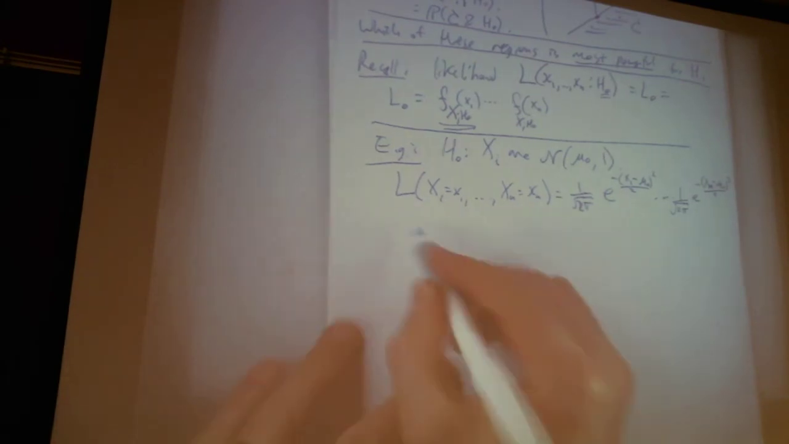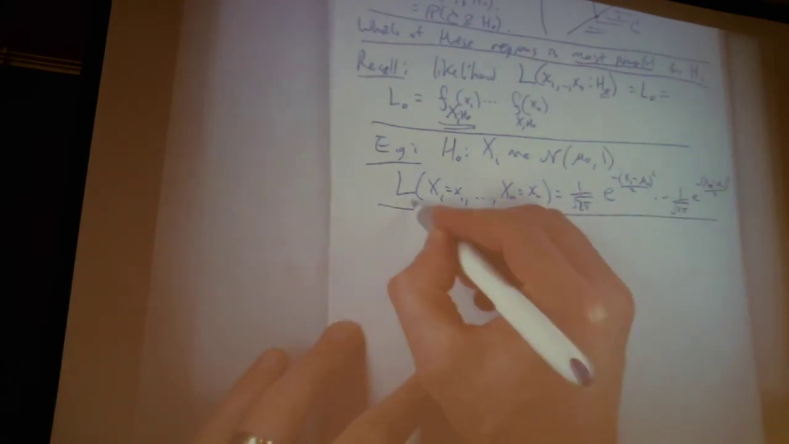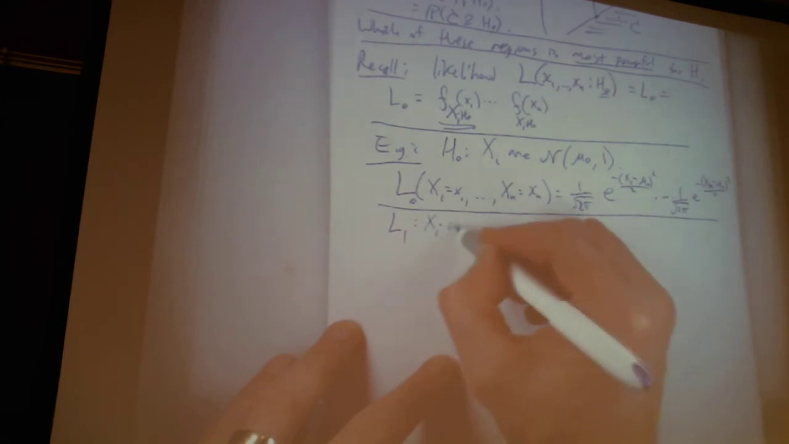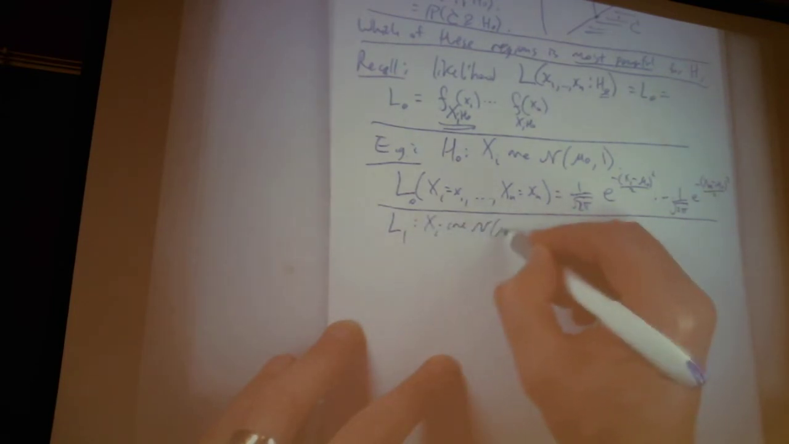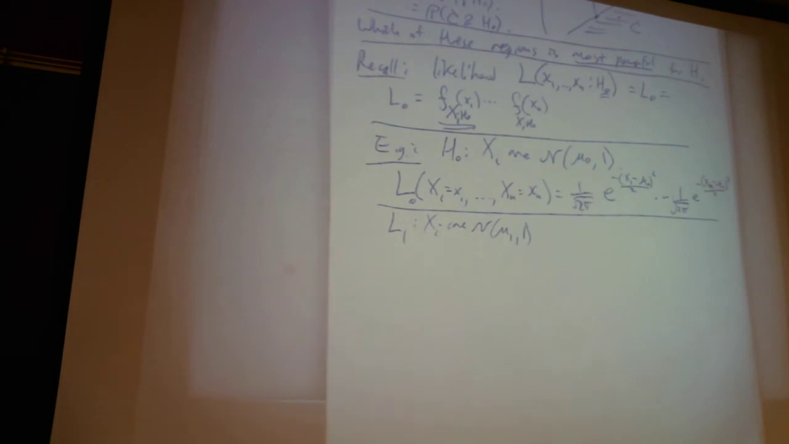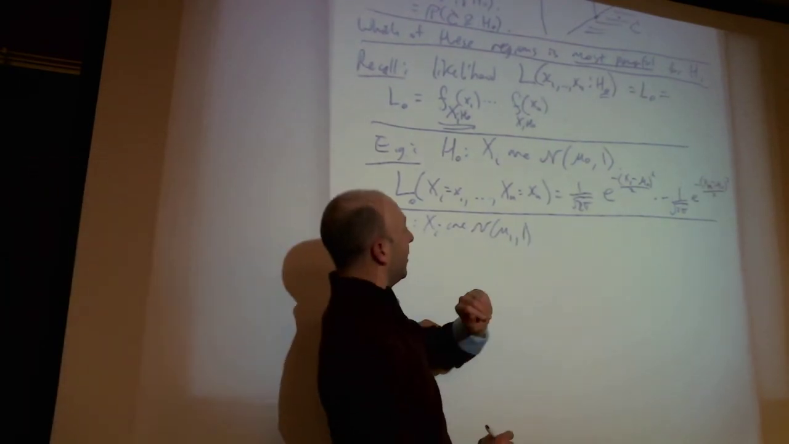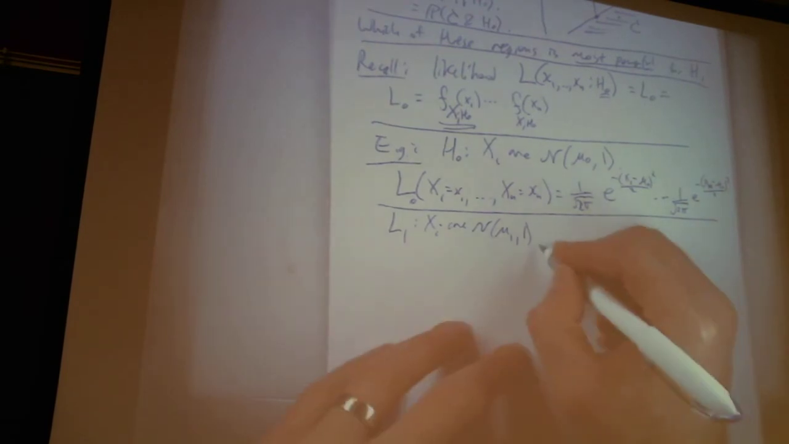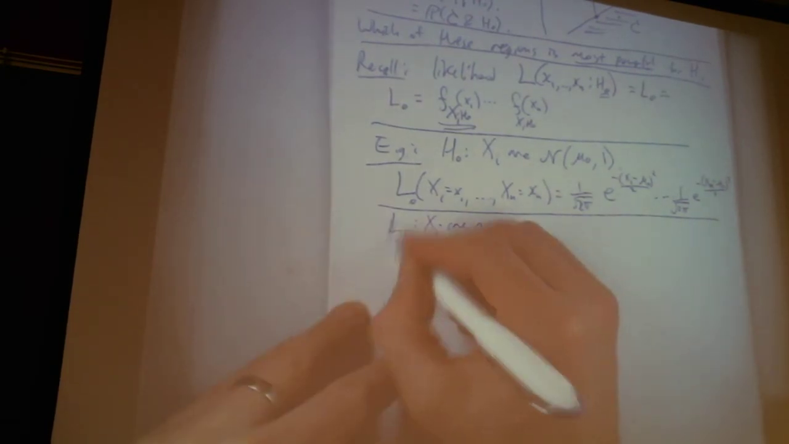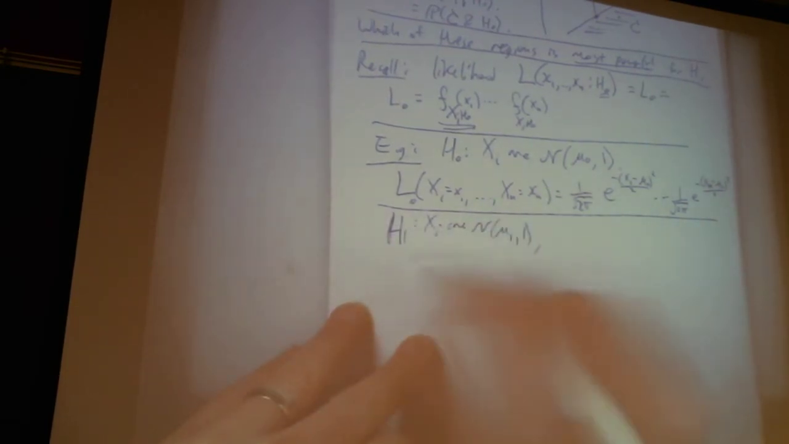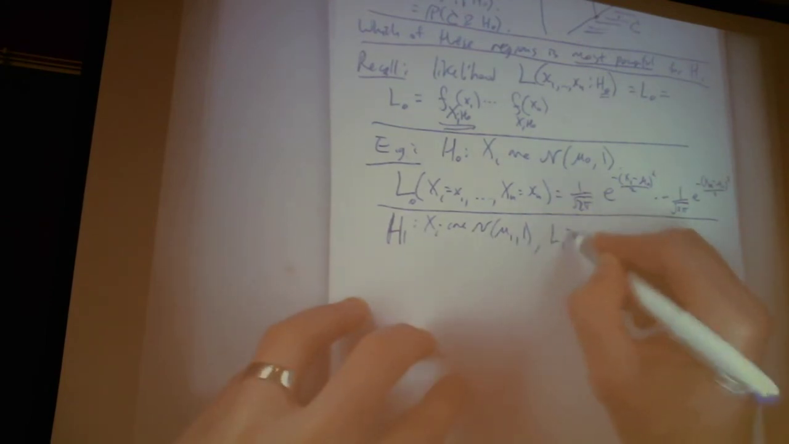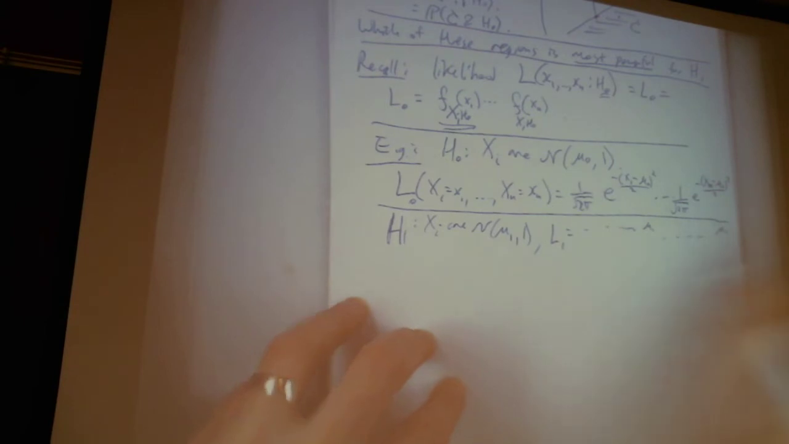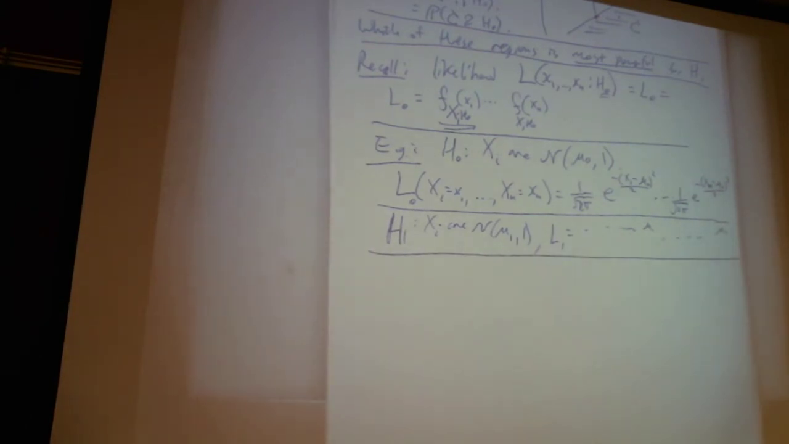And similarly, there's an L1; this was L0. If H1 says that the xi are normal with mean mu1 and variance 1, then L1 is equal to the same thing except with mu1s instead of mu0s. These are two different functions.